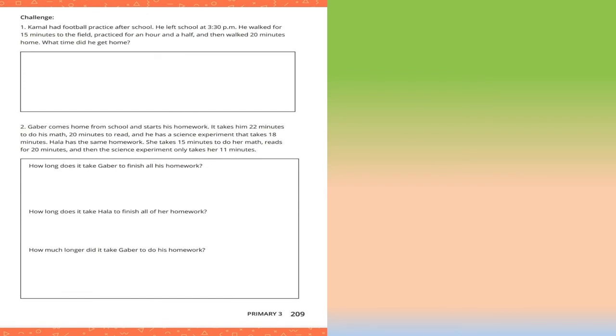Page 209, example number 1. Kamal had football practice after school. He left school at 3:30 p.m. He walked for 15 minutes to the field, practiced for an hour and a half, and then he walked 20 minutes to home. What time did he get home? 3:30 left school, 15 minutes to the field, 1 hour and 30 minutes practiced, 20 minutes walked to home, so he arrived at home at 5:30 p.m.